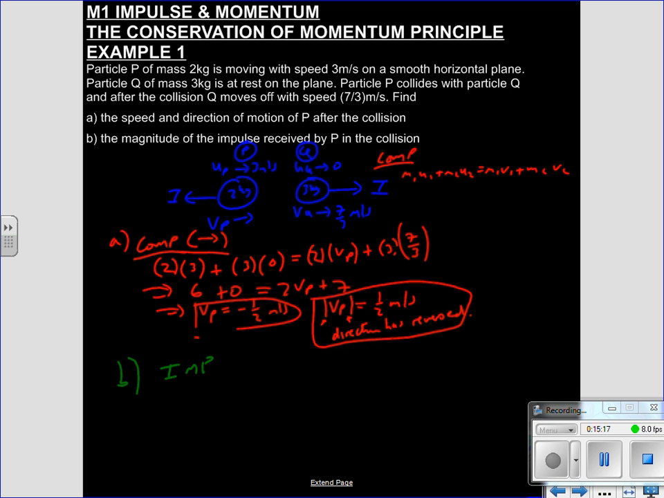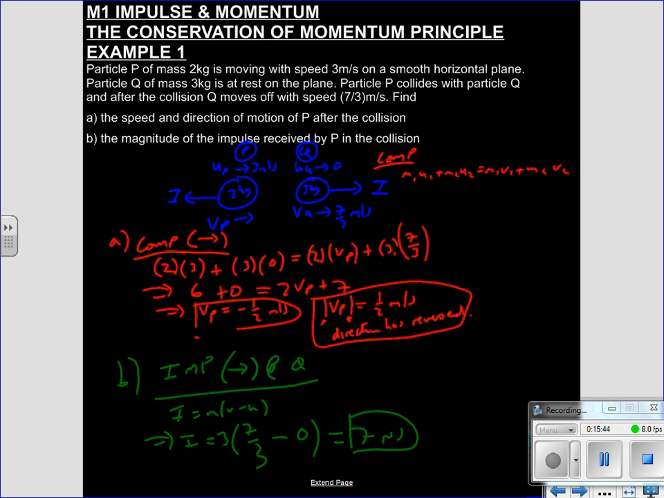So as soon as it says impulse, I'm thinking imp, state my positive direction, and I'm going at Q. So I equals m v take u, remember, as our formula. So I, the mass is 3, velocity going to the right is 7 over 3, minus u is 0, so there we go. So 7 Newton seconds is my impulse. And we're done.